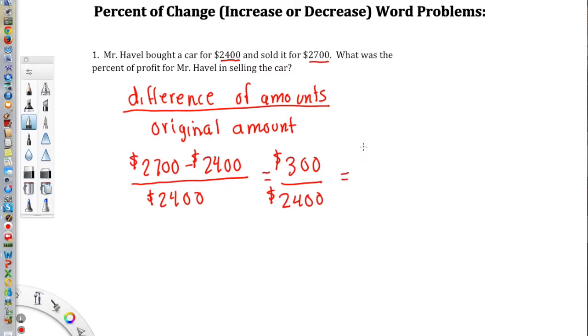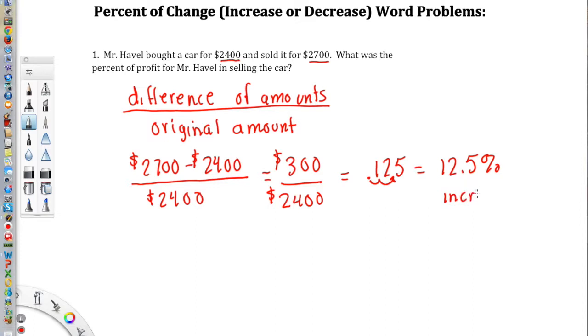And if you divide, you will find out that the answer is 125 thousandths. Now that is a decimal. We want to change this decimal to a percentage, and the way we change any decimal to a percentage is we simply take the decimal point and we move it one, two places over to the right, which would give us 12.5%.